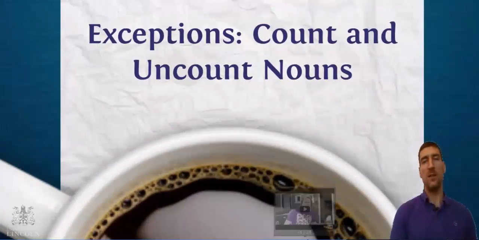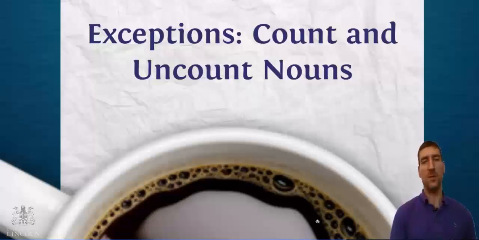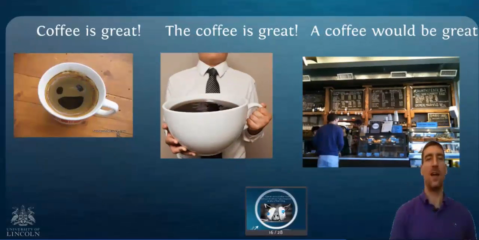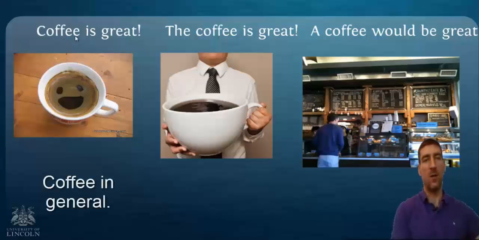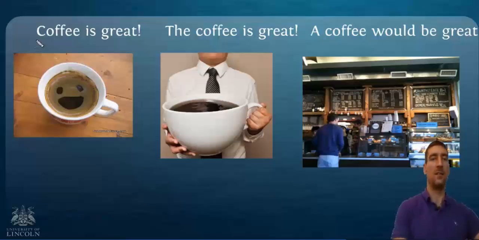As I said earlier, there are some exceptions. Unfortunately, there's always exceptions, which makes rules a little bit annoying. And they are that some nouns can be both countable and uncountable, and coffee is an example of one of these nouns. So in the first example here we have coffee is great. It's a general statement. We know that because there's no article, but the coffee here is coffee that is uncountable.